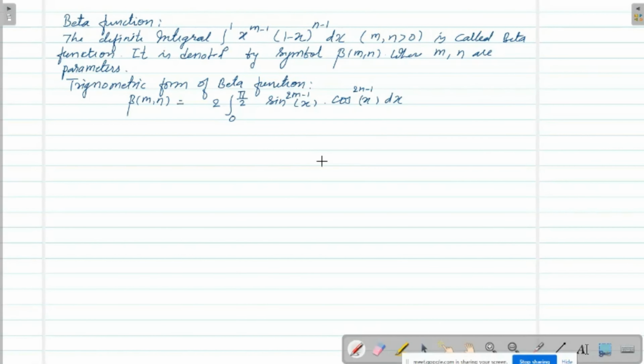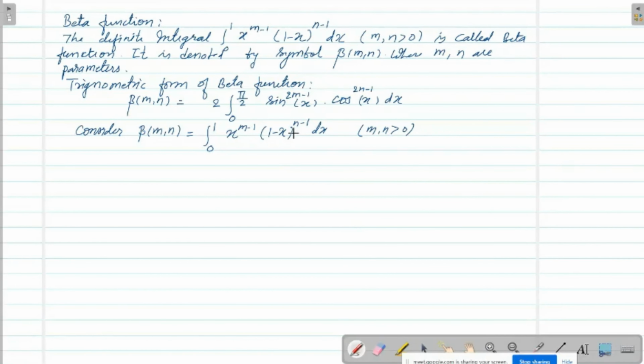Okay. Now you can prove this result. If I consider the beta function, beta of m n, now just we define integration of limit 0 to 1 x raised to m minus 1 into 1 minus x raised to n minus 1 dx, where m n are positive integer. Okay, this is just we define the beta function.